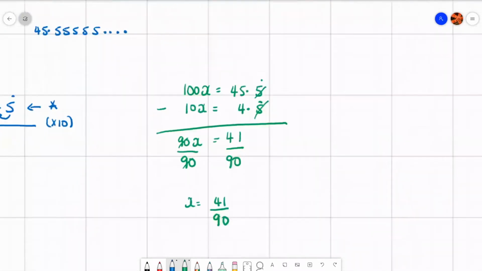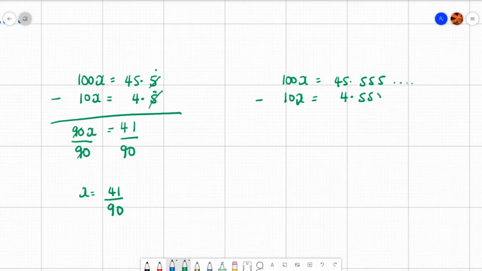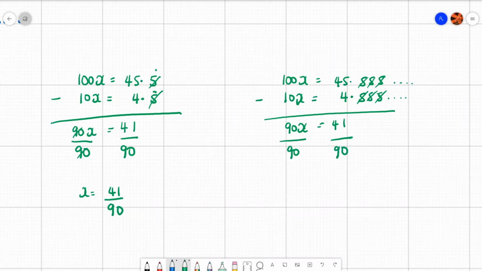And I'm just going to write that down in full so you can see what I mean. We've got 100x equals 45.555, and so on. Subtract 10x equals 4.555, and so on. And you can see 5 take 5, nothing, and again nothing, and again nothing. 5 take 4 is 1. 4 take nothing is 4. That becomes 90x, and you do exactly the same as before. You divide by 90 on both sides, and there we are.